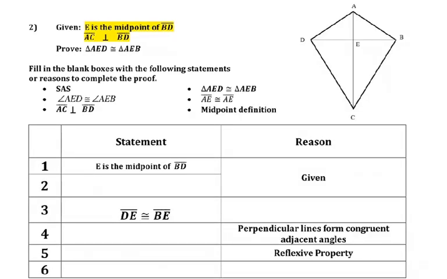Okay, number 2. We've got the givens and I've got a picture, so I'm going to go ahead and start with labeling my picture. That's the way that you would start a proof.